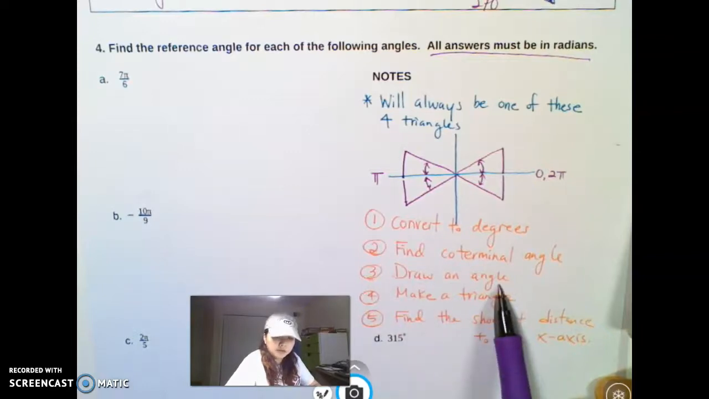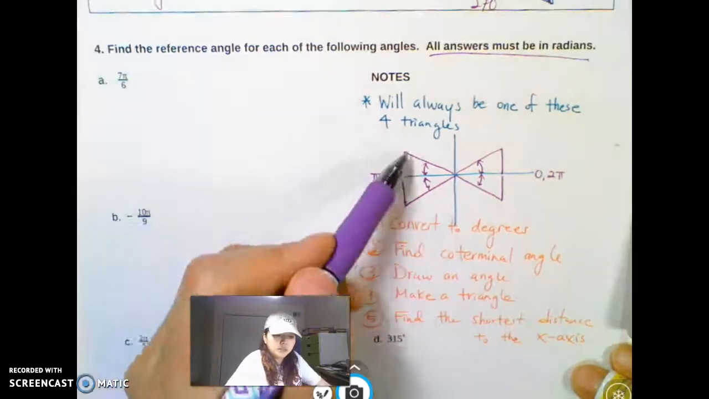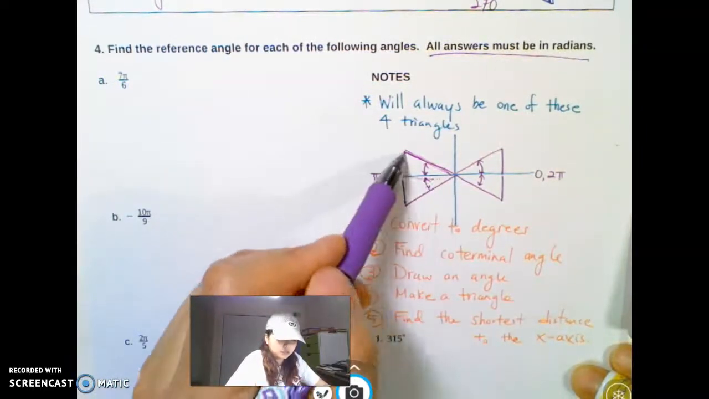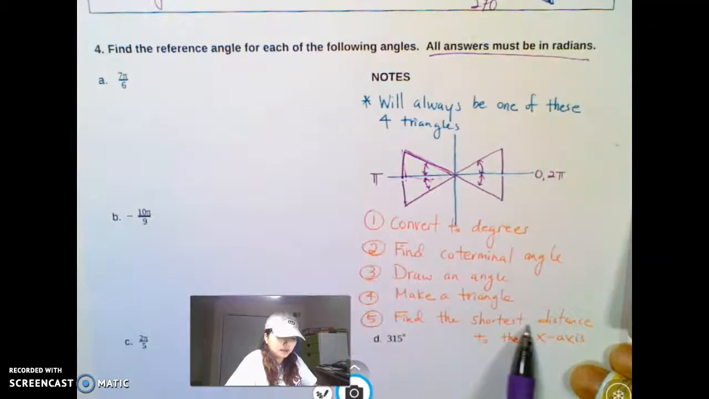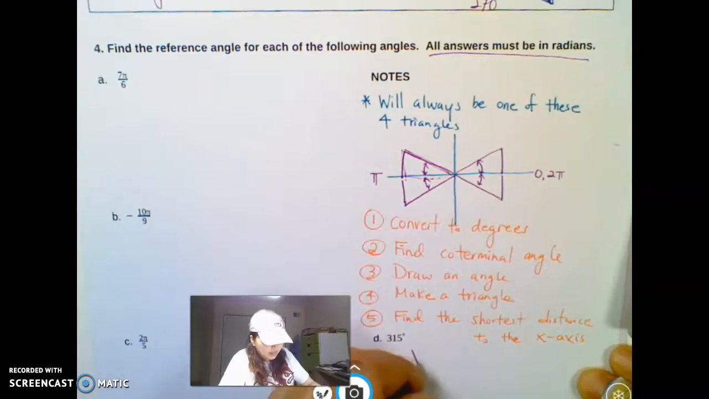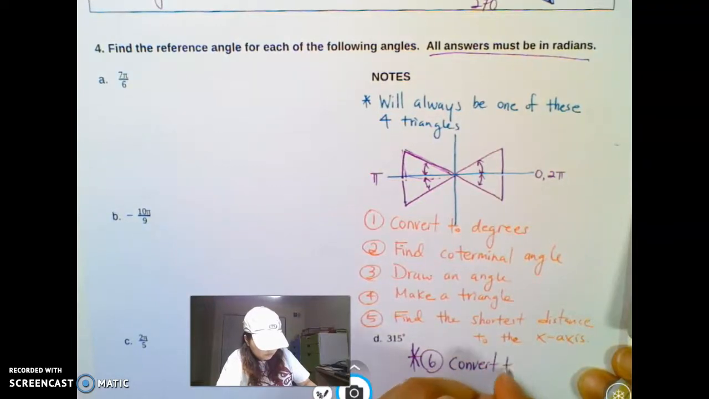Then you draw an angle, which we did in the last part, right? Make a triangle. We're trying to make a triangle with the terminal side and the x-axis, and you go straight down. Then find the shortest distance to the x-axis, meaning you have to look for the acute angle side. And then, super important, step number 6, convert to radians.